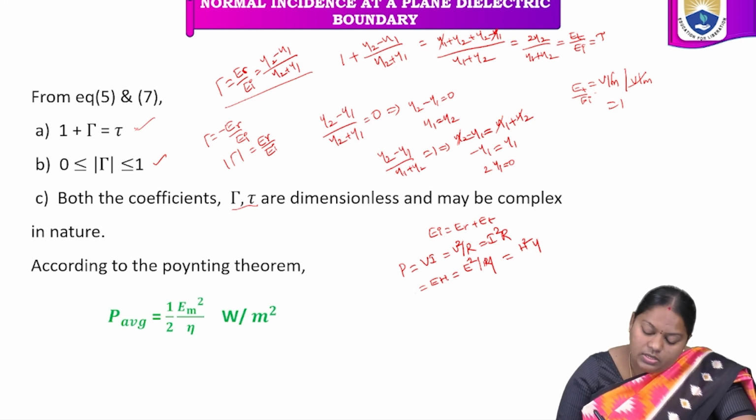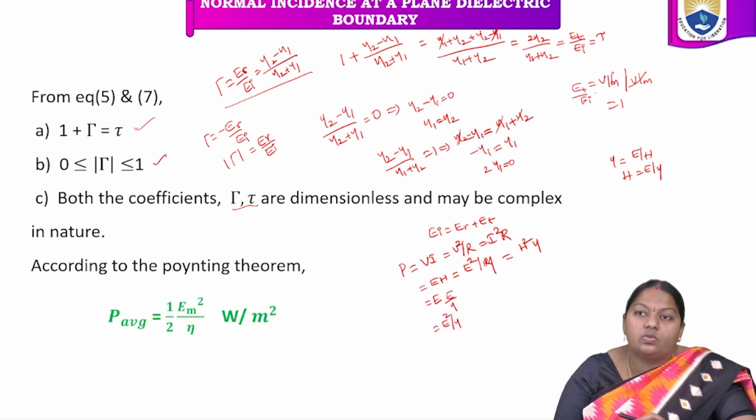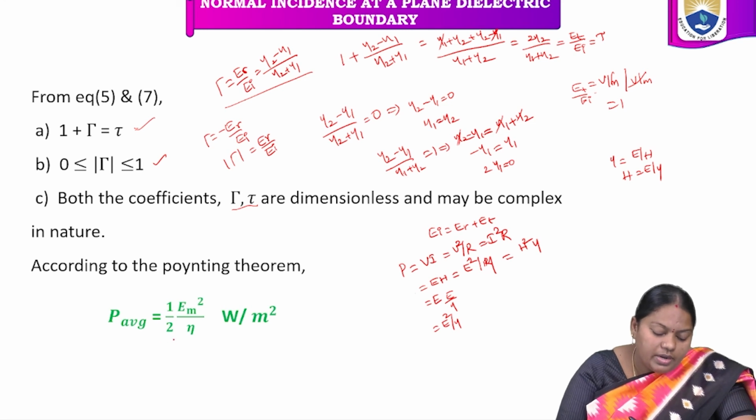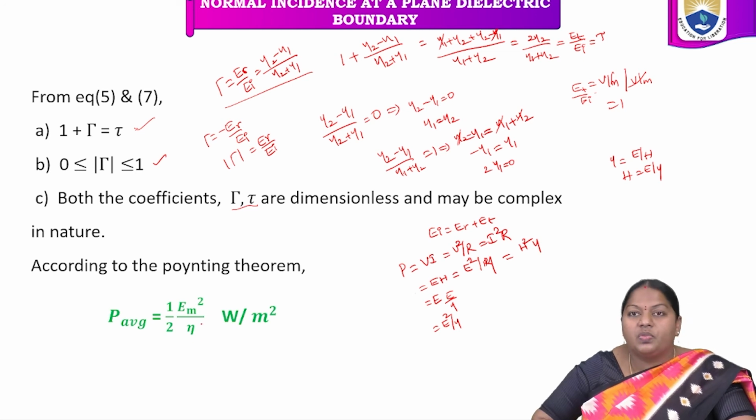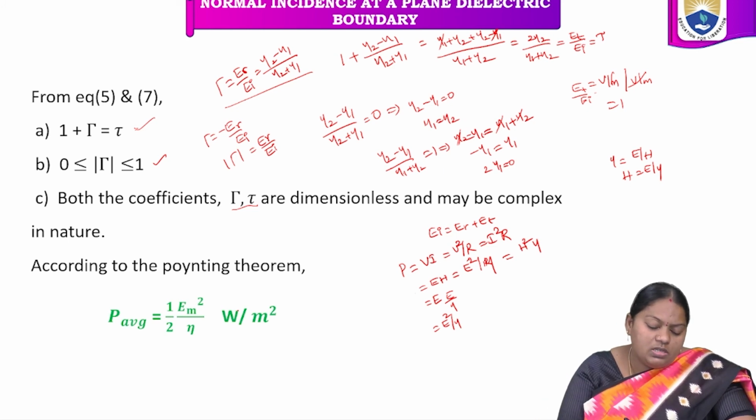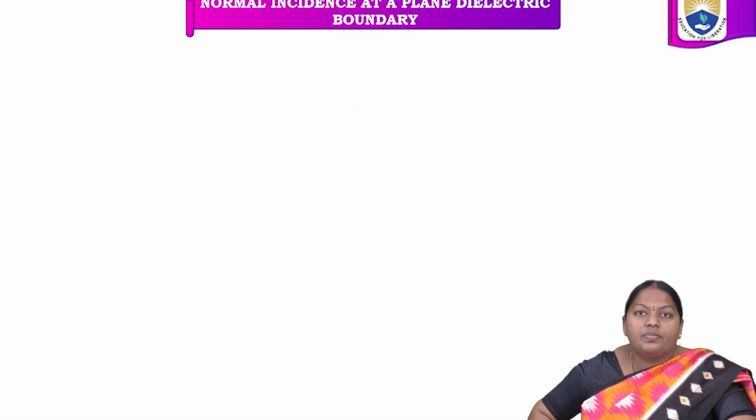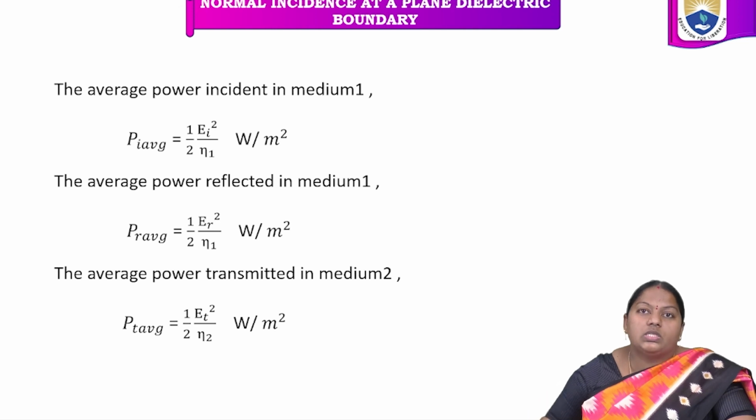Why? Because, as we know, the intrinsic impedance eta is equal to E by H. From that, H is equal to E by eta. Now if we write this in place of H, then we get E square by eta, or H square into eta. So to write the equation for average power, we just consider 1 by 2 into Em square by eta. Here Em is the magnitude of the electric field strength. Generally, this power is measured in watts, and power density, being power per unit area, is written in units of watts per meter square.